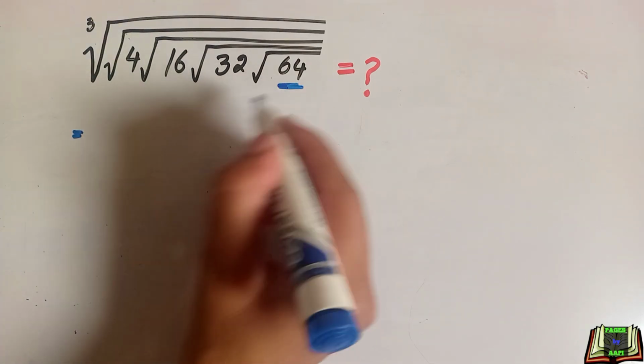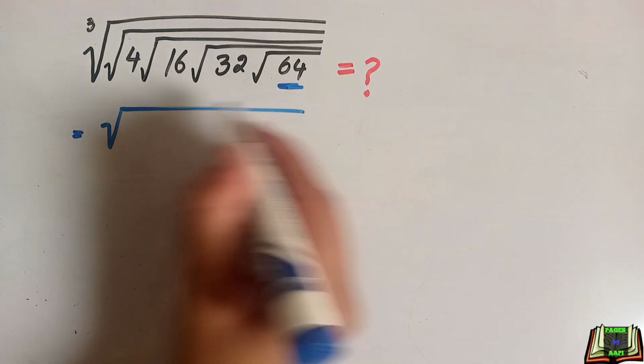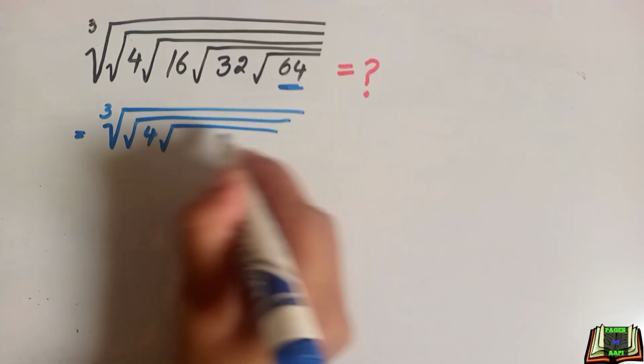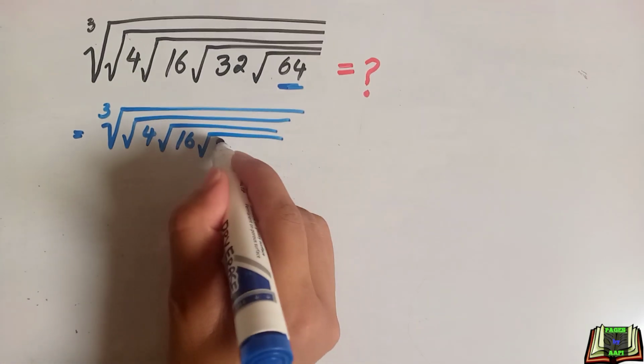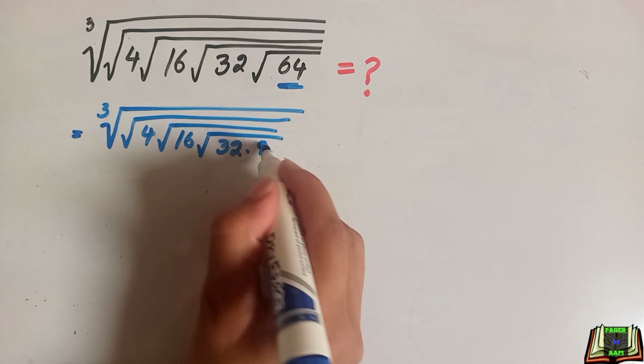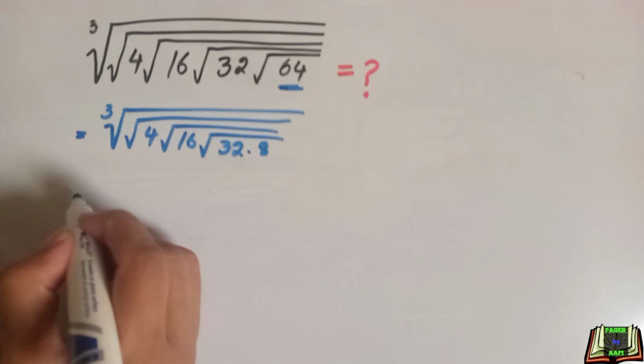We are going to simplify this square root of 64 first. We will replace this square root of 64 by its alternate value, that is equal to 8. Square root of 64 is 8.